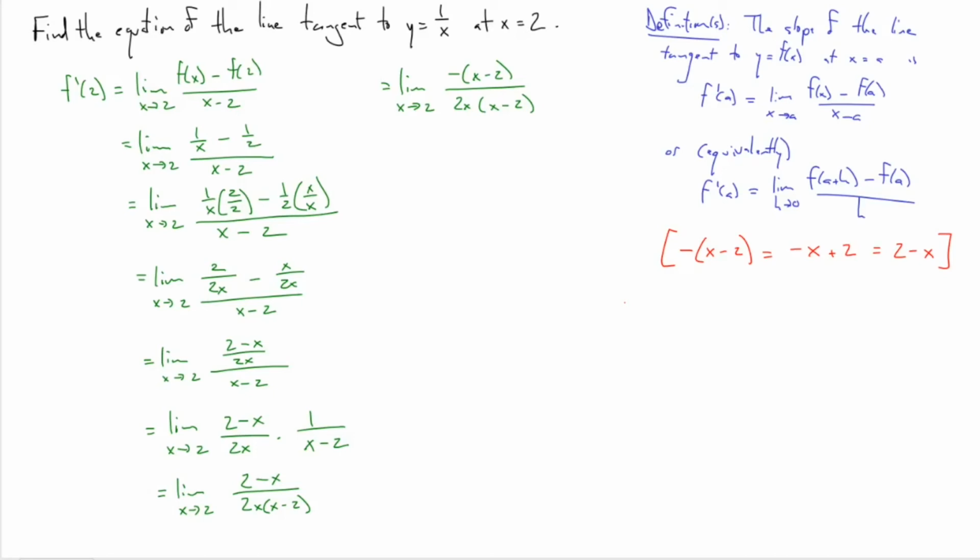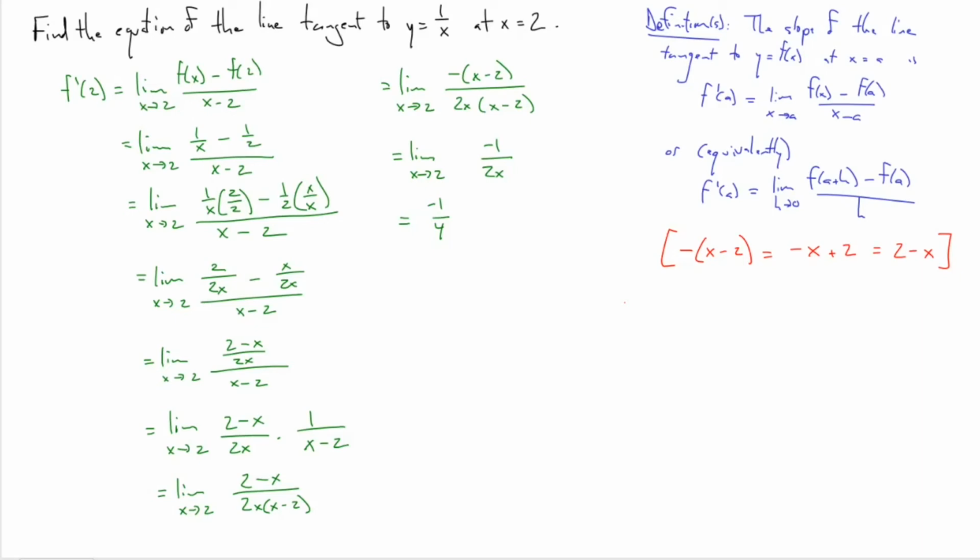And after we do that, we get the limit as x approaches 2 of negative (x minus 2) over 2x times (x minus 2). And you can see that the factors of x minus 2 cancel. And we're left with the limit as x approaches 2 of negative 1 over 2x. This is a rational function, perfectly well defined at x equals 2. And so to compute that limit, all we have to do is plug in x equals 2 to get the answer negative 1/4. So the slope of the tangent line is negative 1/4.